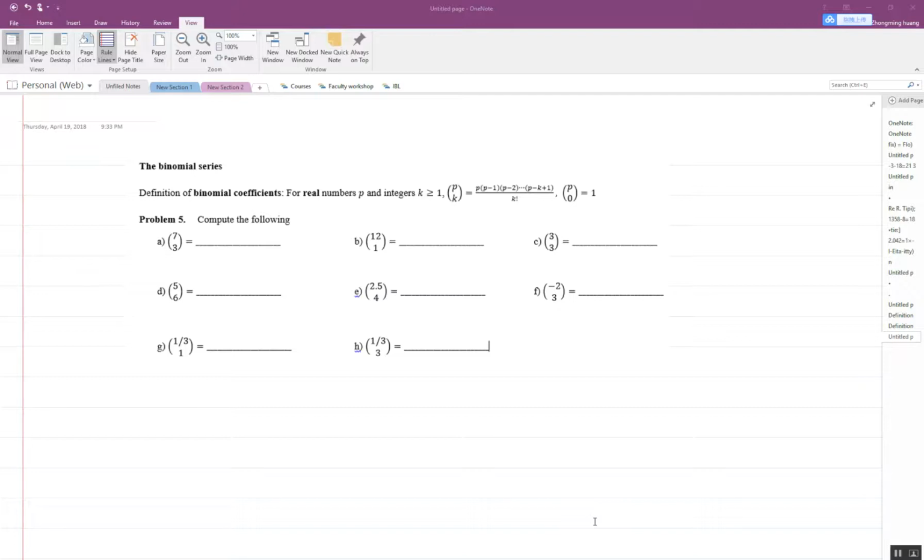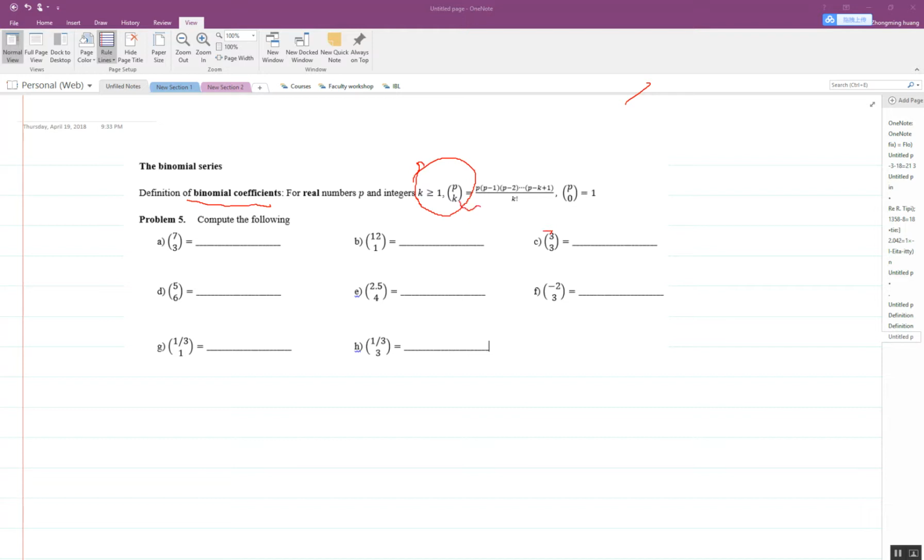Let's take a look at the second part of this section, the binomial series. So first of all, we need to define the binomial coefficient, and this is the binomial coefficient. It's p choose k, that's the binomial coefficient. And then how do we define that?